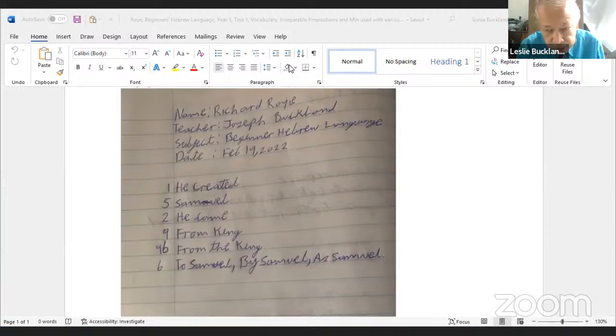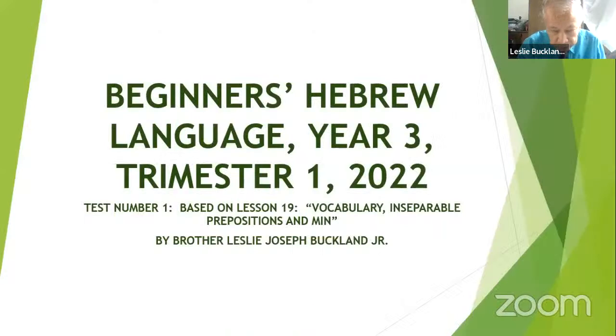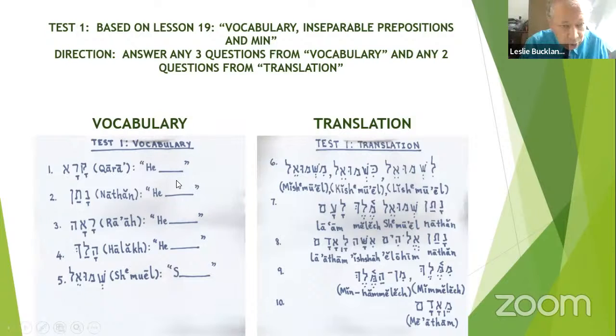Okay, here's the test. I'm going to look at number 2 now. Can you see it on the screen? Yes, sir. All right. So we have looked at kara, which is he called, natan, he gave, ra'ah, he saw.